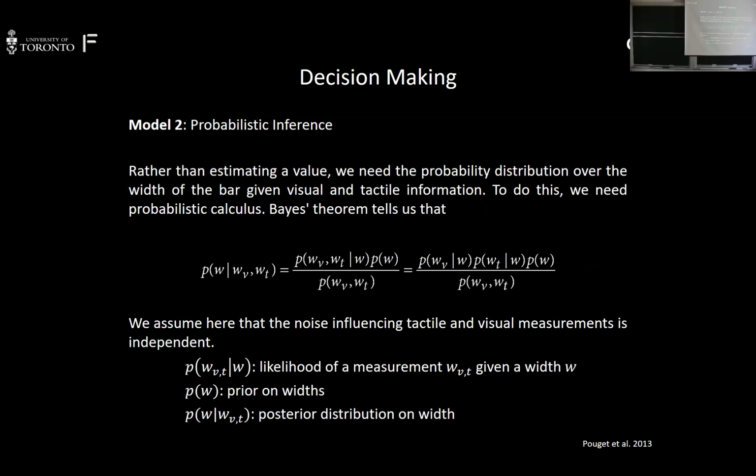In the Bayesian context, what we've got here is that we're trying to find the posterior estimate of the thing we're interested in, which is the width of the bar, given an estimate from these two pieces of information, the visual and the haptic. So we have our posterior, the likelihood of the measurement given the actual width. We have priors. In this case, I think the priors are flat, but the priors could be non-flat. And this is what we're aiming for: a posterior distribution on the width given both of these pieces of information.